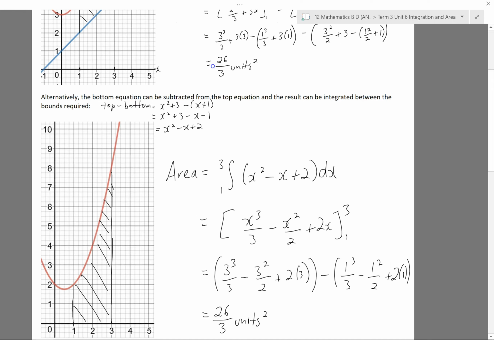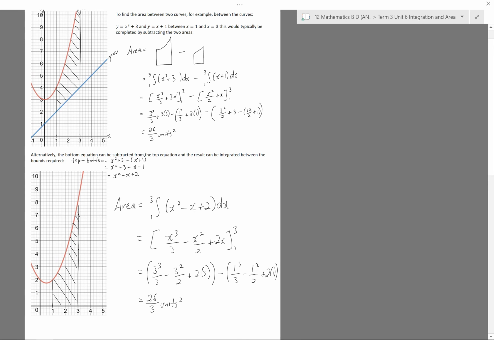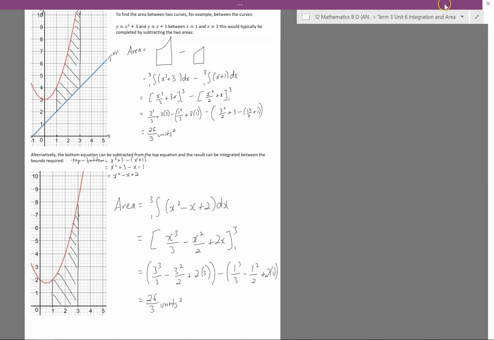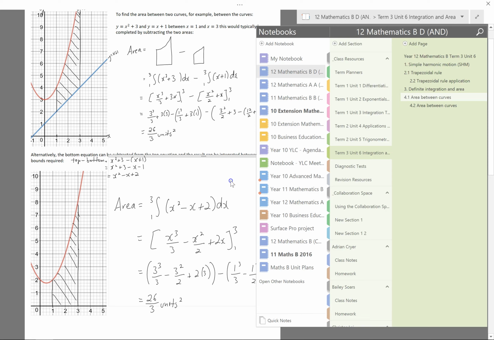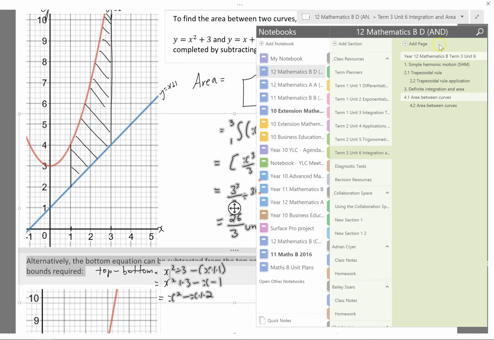So has this really saved us any time? Yeah, maybe a little bit of time. Instead of doing 2 integrations, we've only had to do the 1, and we've got the same answer. If we turn the page, we'll look at some examples where this top method really just isn't practical.